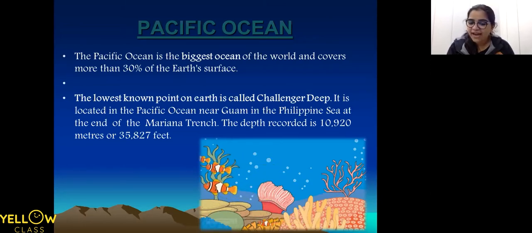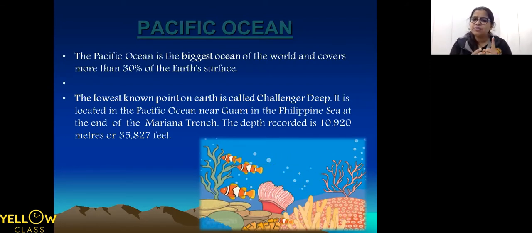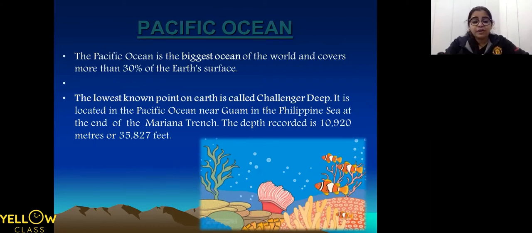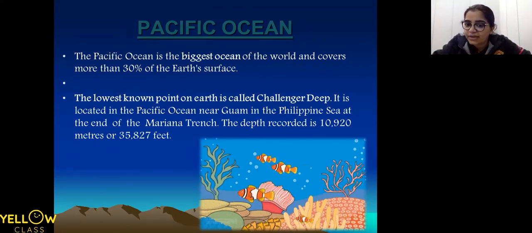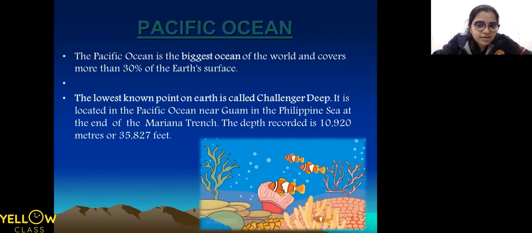Yes? All right. Is Pacific Ocean all fun for you? We know it's the biggest one, covers 30% of the Earth's surface, lowest point, Challenger Deep, at the end of the Mariana Trench, and the largest coral reef, the Great Barrier Reef, is also a part of this humongous ocean.